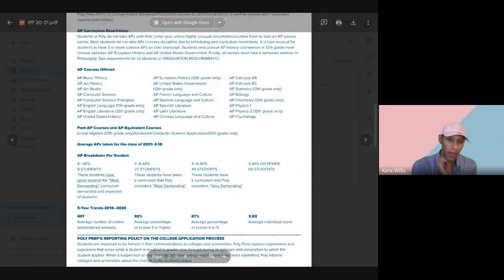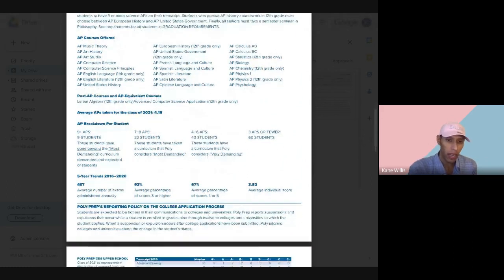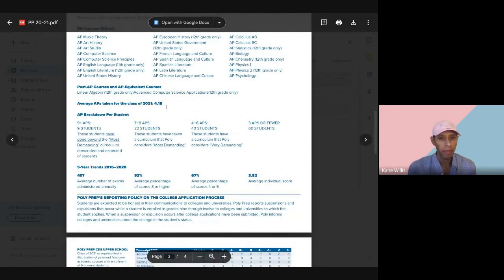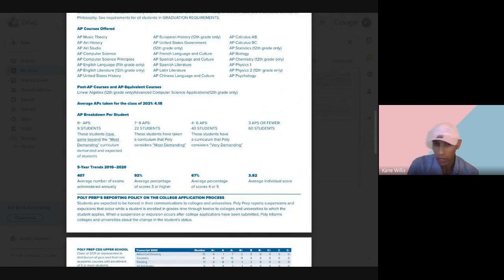We also talk about post APs. This is really important as well. We're talking about the average breakdown of APs per the classes, right? So you see that the average AP taken at Poly was 4.18, right? And then it breaks it down among various groups, right? Students with 9 or more APs, students with 7 to 8, 4 to 6, and then students with 3 or fewer. So it gives colleges an idea of how many kids are taking APs, in terms of the kids who have the most versus kids who have the least. And then we also gave a breakdown of some 5-year transfer exams.